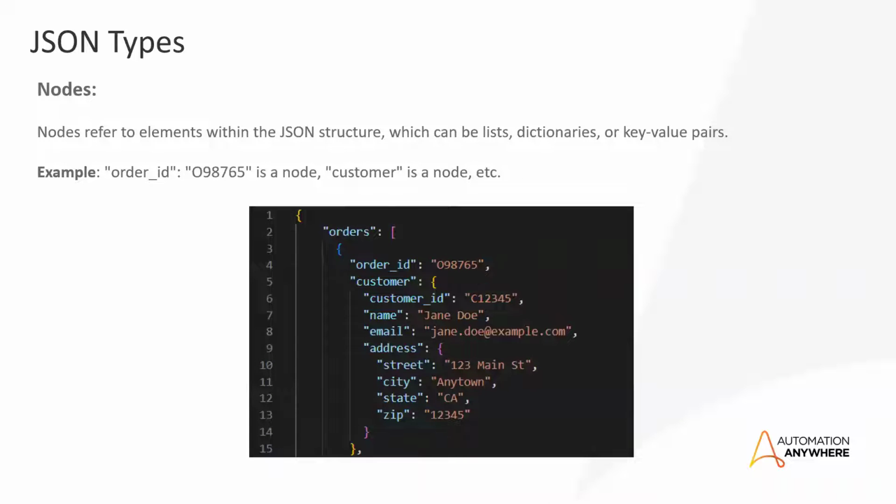So what are nodes? Generally, if you are working with any sort of JSON, if you see the curly braces or the objects residing inside them, you call them nodes, which can be a list, dictionary, or key value pairs. In the example here, the order ID with a value 098765 is a node, and customer is a node. Again, it has a list of objects, that is individual key value pairs: name, customer ID, email, and address.